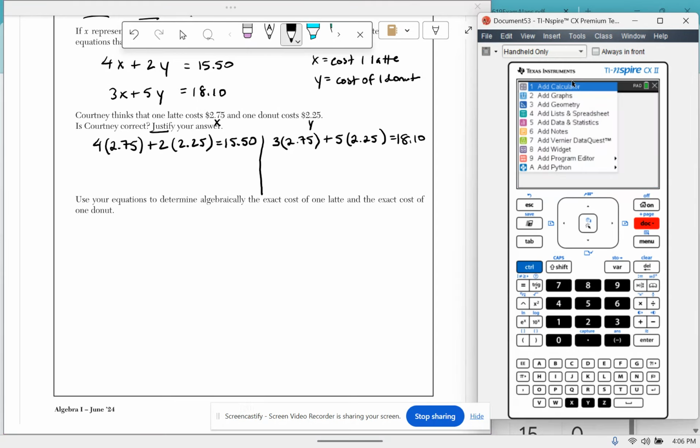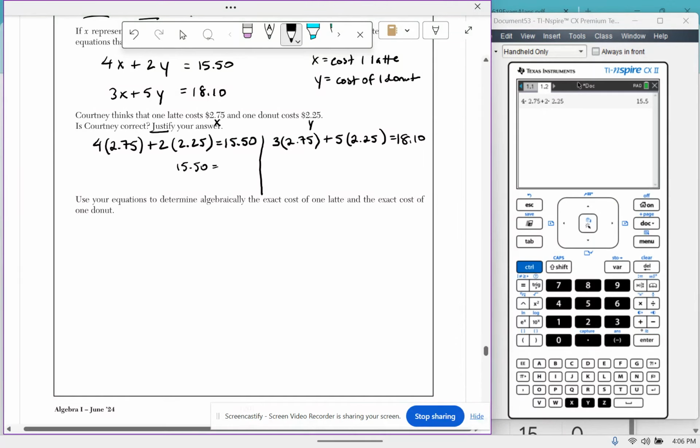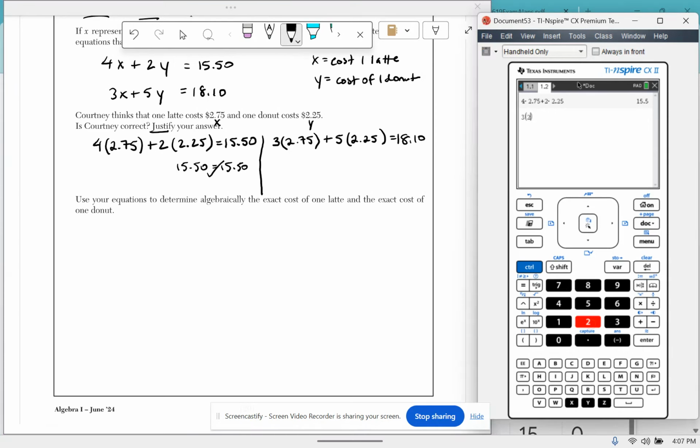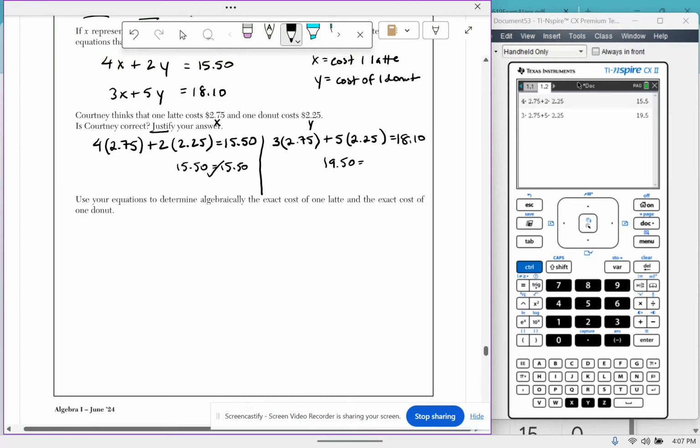Okay, so now we're on a calculator page, and I'm doing the first one. 4 times 2.75 plus 2 times 2.25, and that equals 15.50. So we would write 15.50 equals 15.50. It works for that one. Let's try the second one. What did I tell you? They always pick one that it doesn't work in. So you would write 19.50 does not equal 18.10.